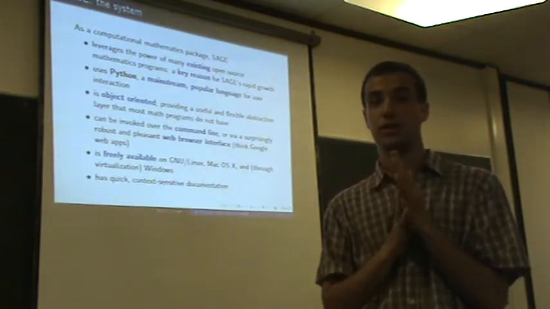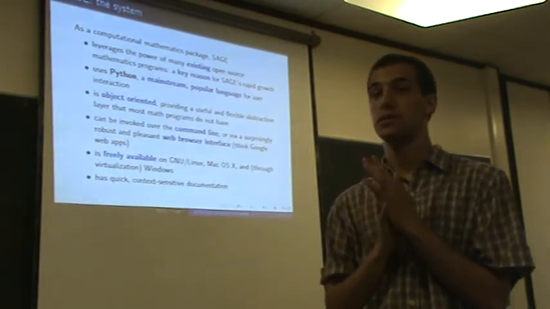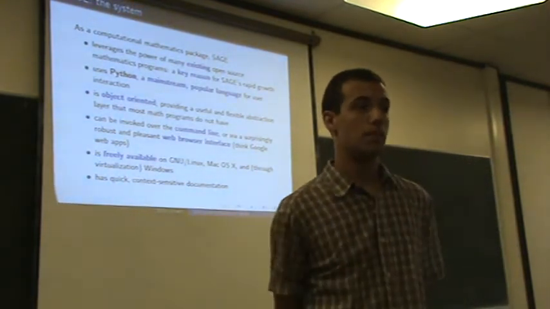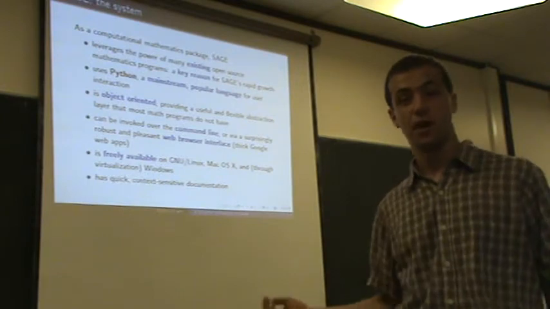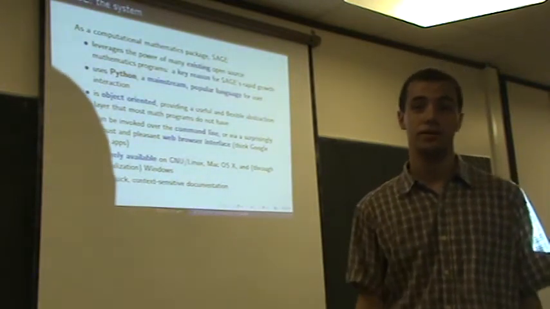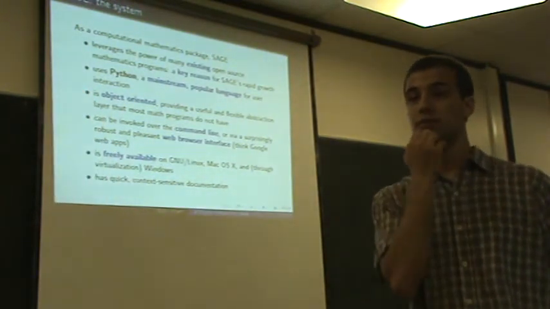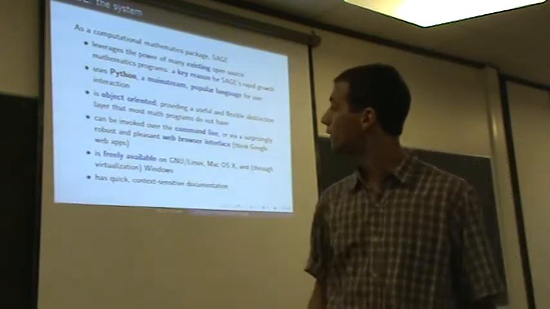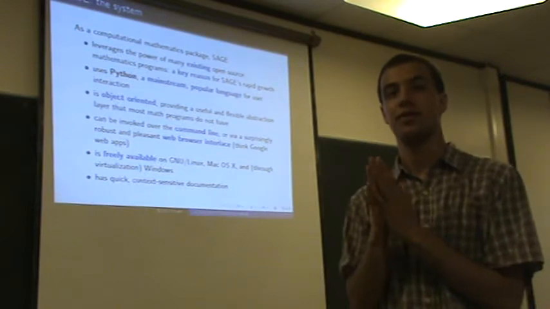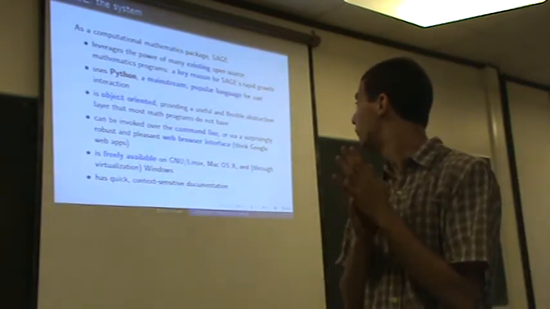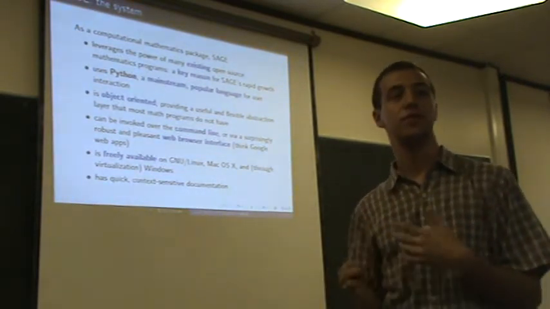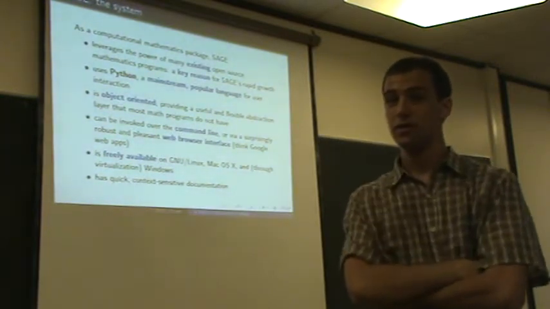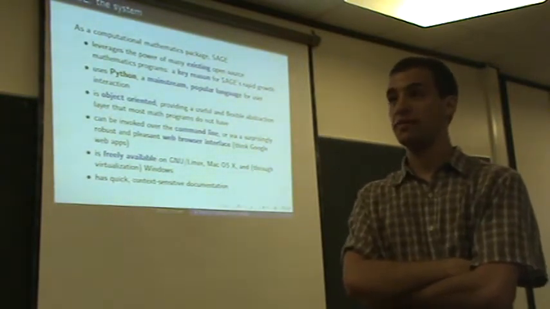A key advantage is Python, which is the language that you use when you interact with Sage. Instead of reinventing our own language like most mathematics computer algebra programs do, we use the existing one, Python. A very nice thing about Python is it's object-oriented. This is actually very useful and flexible. It's a good abstraction for doing mathematics, and none of the big M's really behave that way.